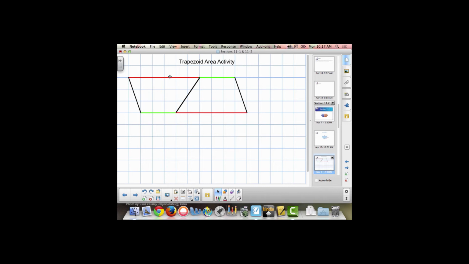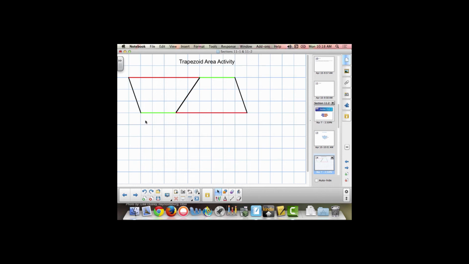The red base is the same length in both trapezoids, and the green base is the same length in both trapezoids. So I want you to look at this picture and I want you to see what is the entire figure that we made by putting together the two trapezoids. What is the formula for that entire figure? And how can we adapt that formula to figure out the area of just one trapezoid?